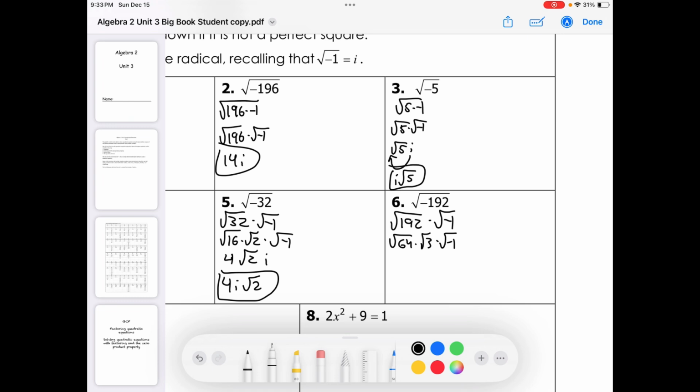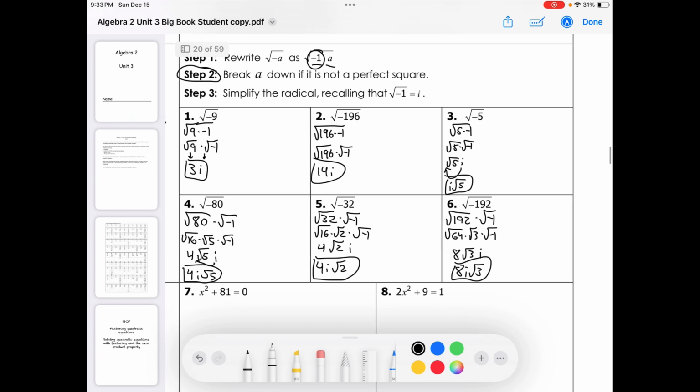The square root of 64 is 8. Square root of 3, and then the square root of negative 1 is i. And as the previous two, we should rearrange this to say 8i, the square root of 3. Let me see if I can make a better 3 there. Okay, 8i, the square root of 3.